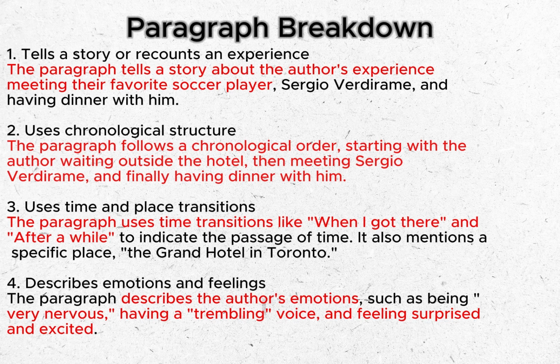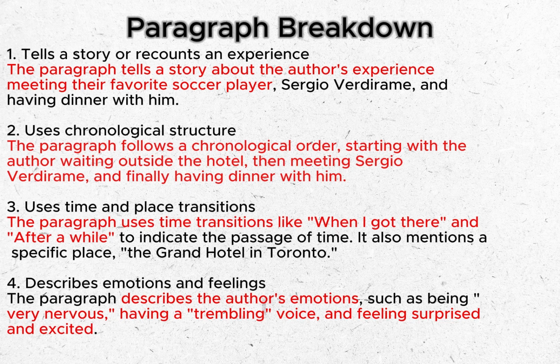Second, use chronological structure. The paragraph follows a chronological order, starting with the author waiting outside the hotel, then meeting Sergio Verdrem, and finally having dinner with him. And third is use time and place transitions. The paragraph used time transitions like when I got there and after a while to indicate the passage of time. It also mentioned a specific place, the Grand Hotel in Toronto.